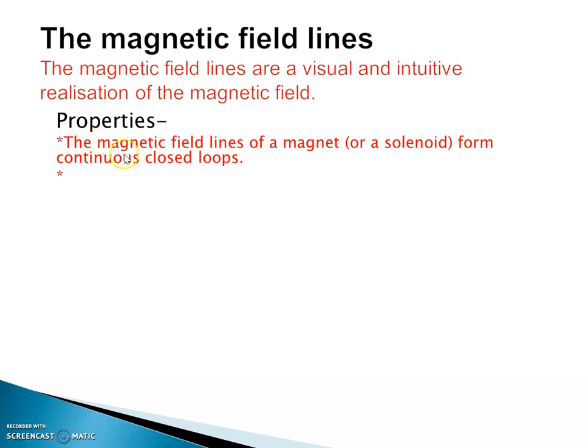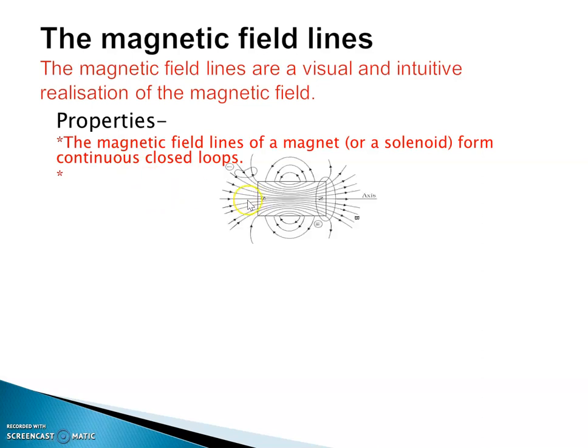The first property is that these field lines form closed loops, unlike electric field lines. As shown in the diagram, you can see magnetic field lines come out from the north pole and enter the south pole to form a closed loop. Inside the magnet, field lines move from south to north. Outside the magnet, field lines move from north to south.